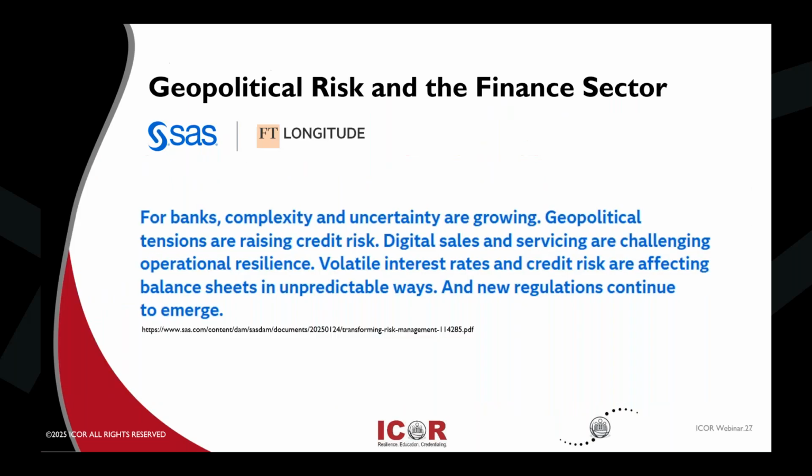Looking specifically at the financial sector, they're also seeing in banks the complexity and uncertainties growing. There's a lot of tensions around rising credit risk, and digital sales and servicing are also challenging operational resilience. So again, this is starting to drive down into operations now. Volatile interest rates and credit risk are affecting the balance sheets for everyone in really unpredictable ways. And new regulations continue to emerge that make that even more complex.